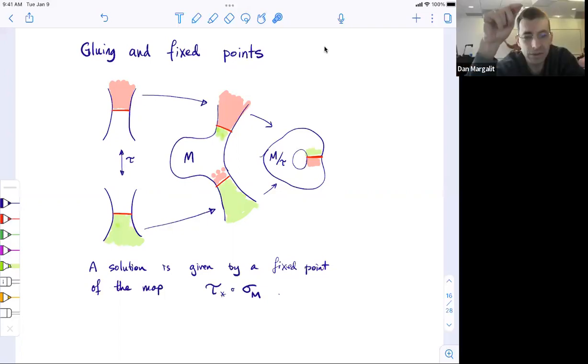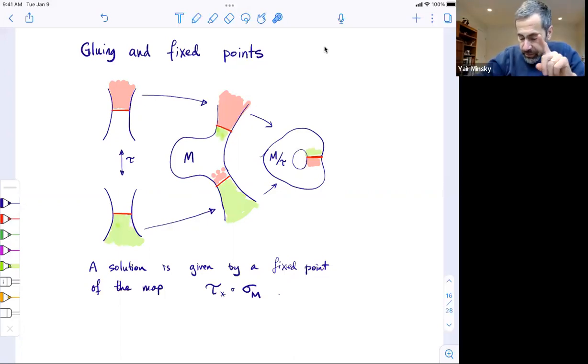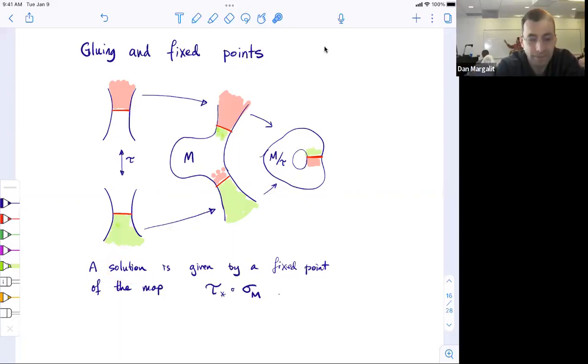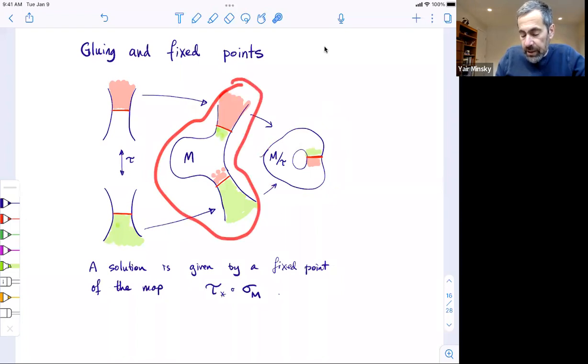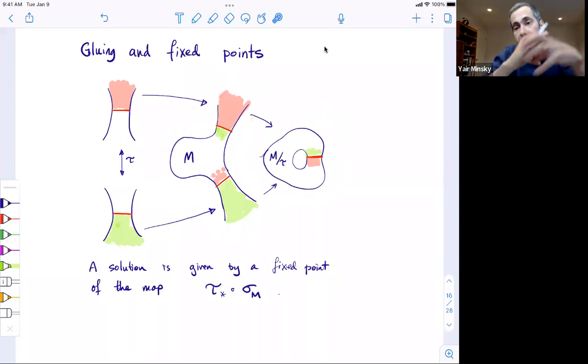And when you say solution, you're trying to find a hyperbolic structure on M given one on M mod tau. Is that right? No, the other way. Good point. So a solution means I want to find a hyperbolic structure here. How am I doing it? I'm looking for a structure here, which will carefully match itself on the boundary so that it gives me the structure on the glued up manifold.